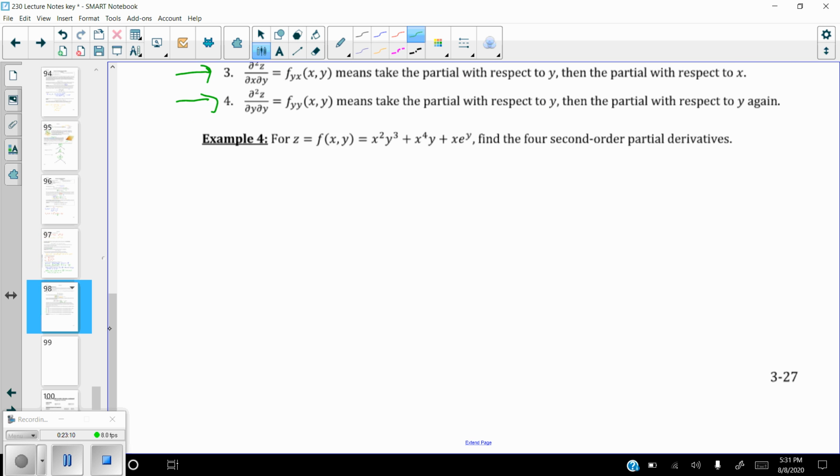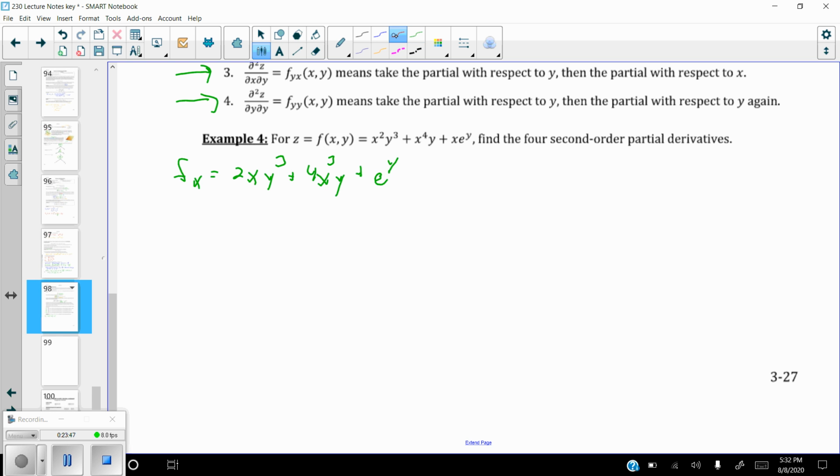All right. For our last example, let's find the 4 second order partial derivatives. Not terribly difficult. Just make sure that we are careful with this. So let's do fxx first. In order to do fxx, you now have to get fx. So fx with respect to x here, remember the only part that's changing is the x, so that's 2x, keep the y cubed. For the second part, it's 4x cubed, keep the y. And for the last part, the derivative of the x part is just 1, so it's just e to the y.